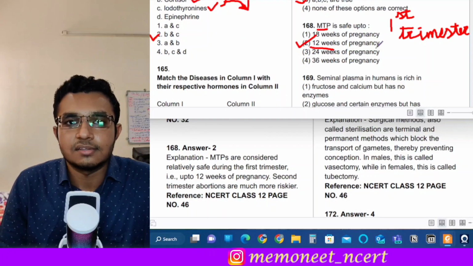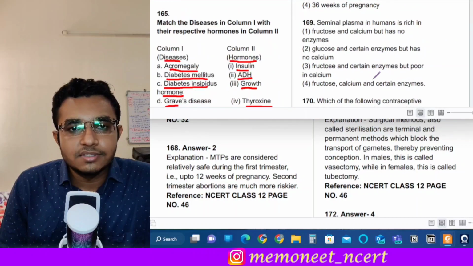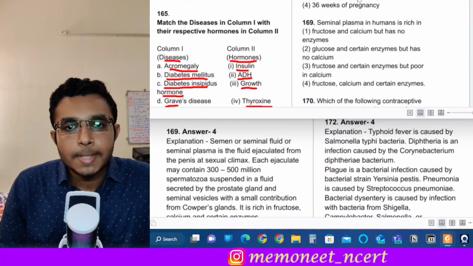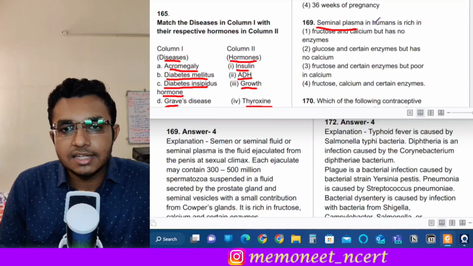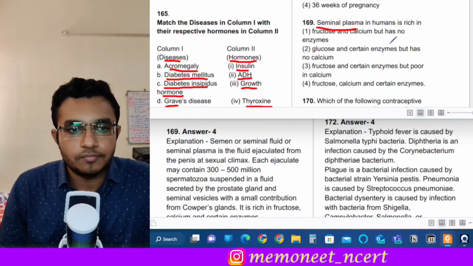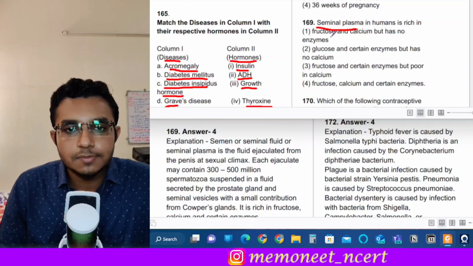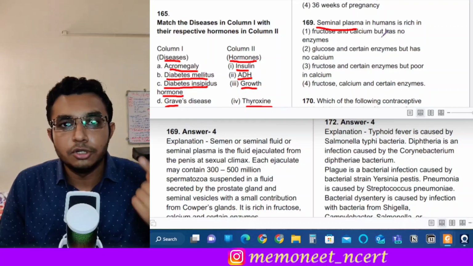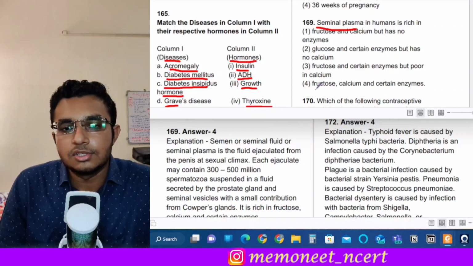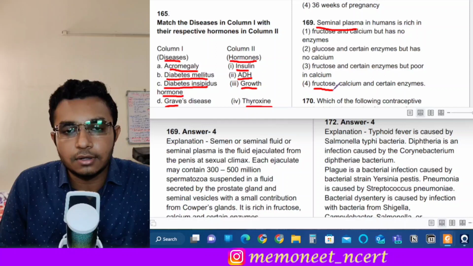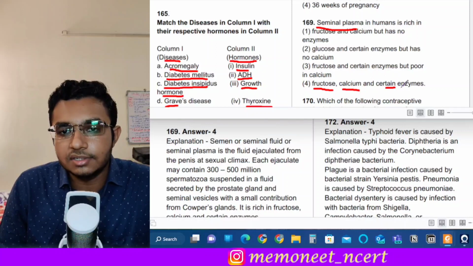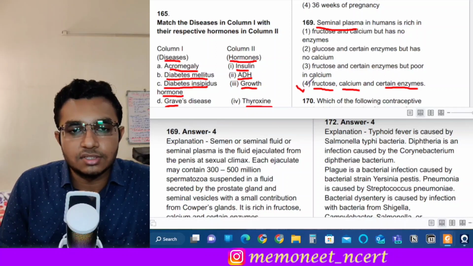The next question is question number 169. It states that seminal plasma in humans is rich in what? Seminal plasma is responsible for providing nutrition to the sperms. So it is rich in fructose, calcium and certain enzymes. So here the answer will be option 4.